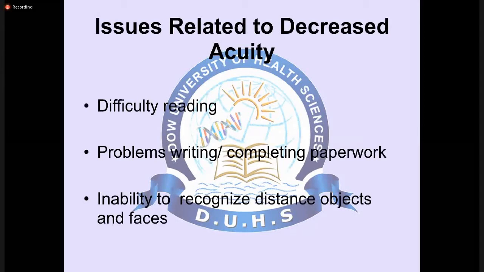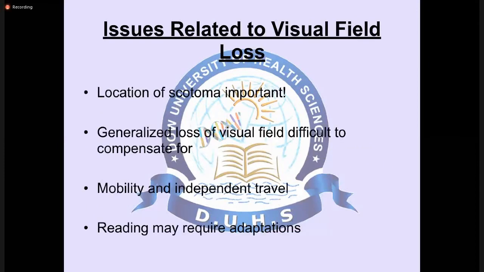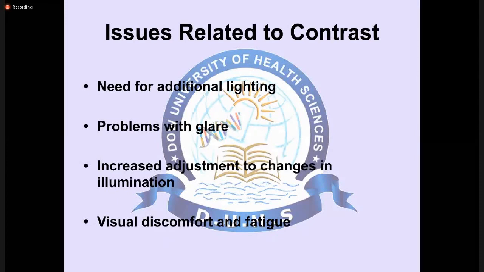Issues related to decreased acuity are difficulty reading, problems writing, completing paperwork, and inability to recognize distant objects and faces. Issues related to visual field loss: location of the scotoma is important, generalized loss of visual field is difficult to compensate for, mobility and independent travel, and reading may require adaptations. And issues related to contrast: need for additional lighting, problems with glare, increased adjustment to changes in illumination, and visual discomfort and fatigue, headache and irritability.